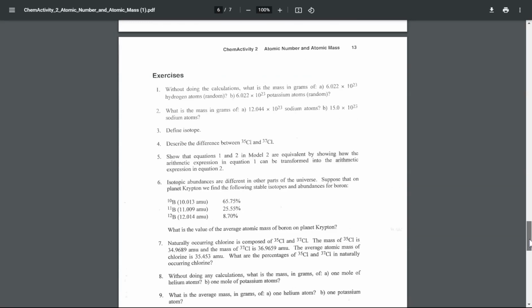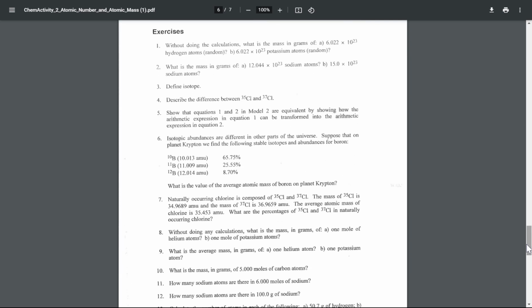We have some exercises here. These are going to test you a little bit more in your understanding of mole and the role that mole has with AMU and grams. It just wants you to try this without using any calculation, just using a little bit of understanding. And so it says, what is the mass in grams of this number of hydrogen atoms?